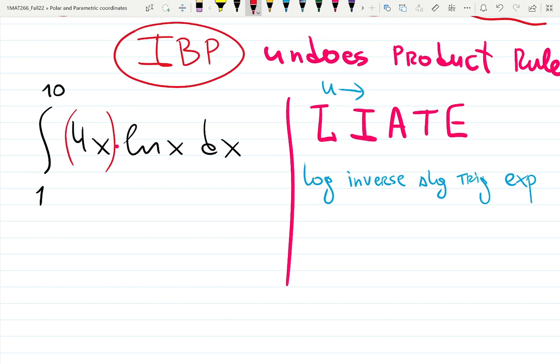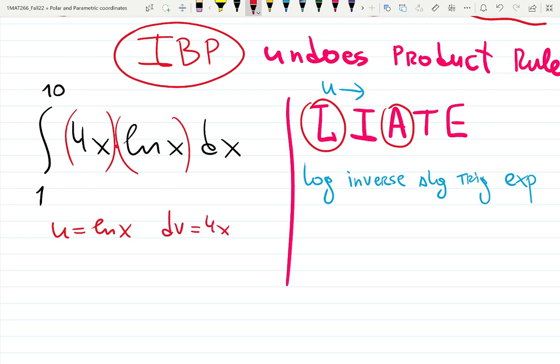So I see two functions, 4x and ln x, or you can kick the 4 out, it will be x and ln x. So I see that I have algebra and I have log. Whom to choose? You can choose one, see if it works or not. If you choose 4x to be u, then dv will be ln x, and integrating ln requires integration by parts itself. That also gives intuition that it's not a good choice. That's why we suggest u should be log: we are differentiating u and integrating dv, so don't choose something hard to integrate.